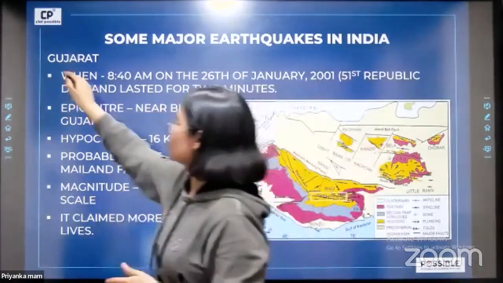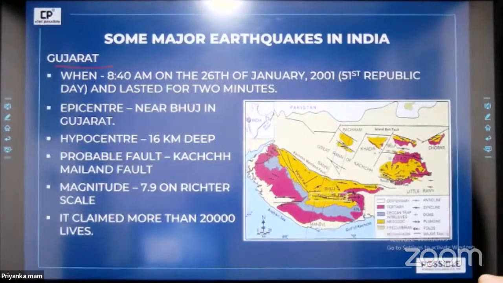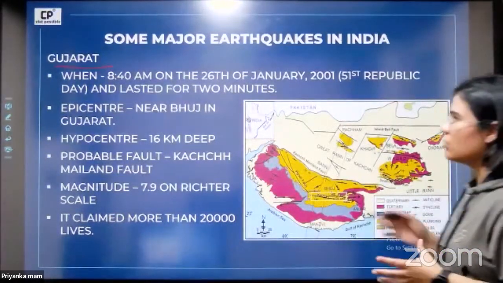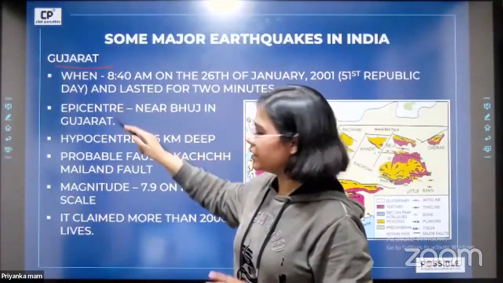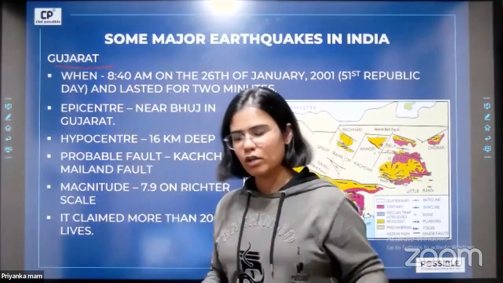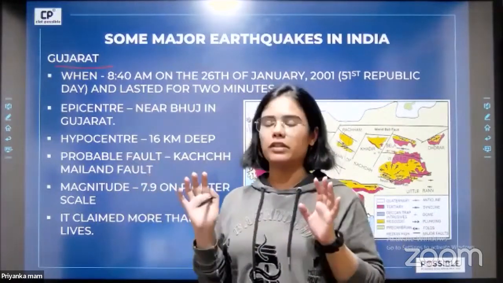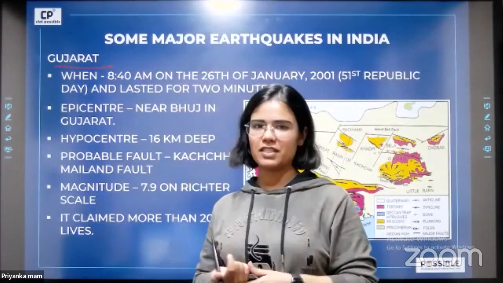One of them was Gujarat. So in this particular case, when did it occur? That's all that we need to know. When did it happen? Where was the epicenter? On the earth's surface. Where was the hypocenter? In the body of the earth. Probable fault. What is probable fault? So many years have passed, and you don't know what caused the fault.